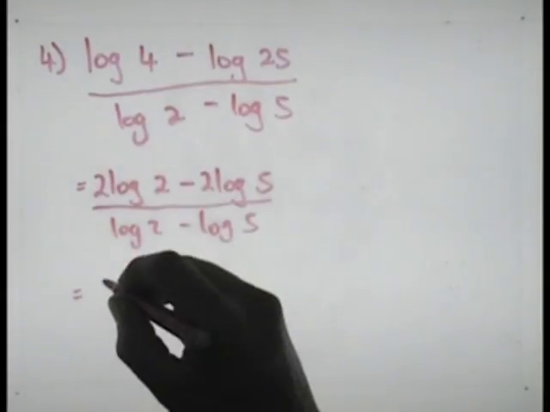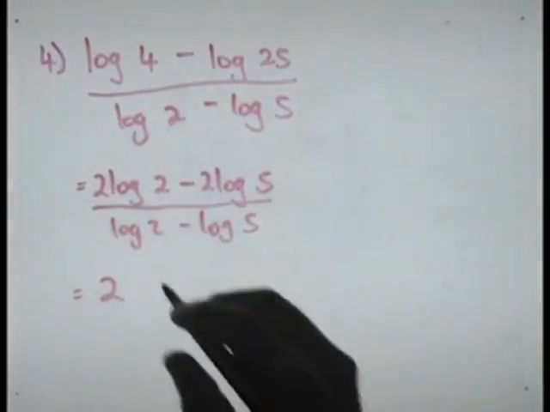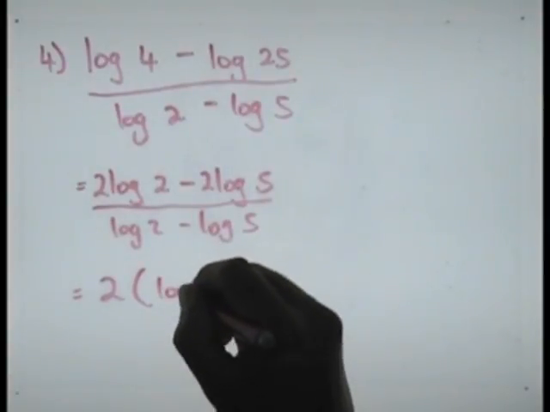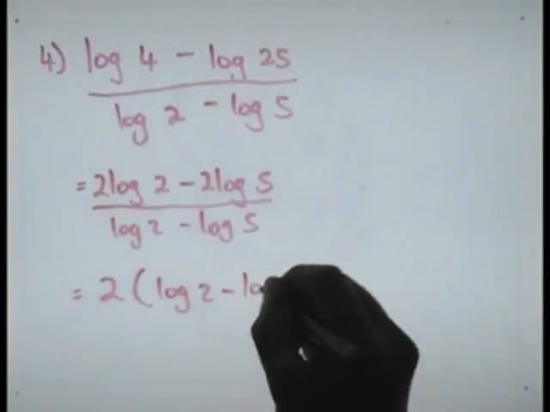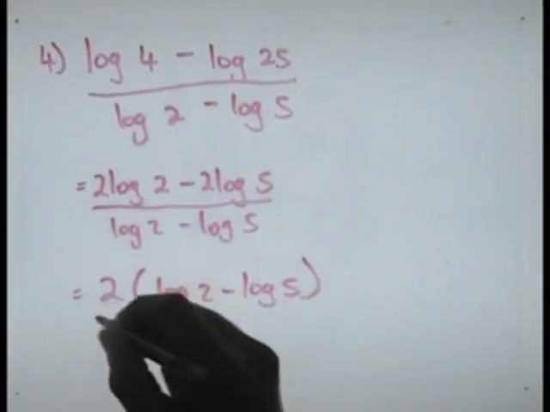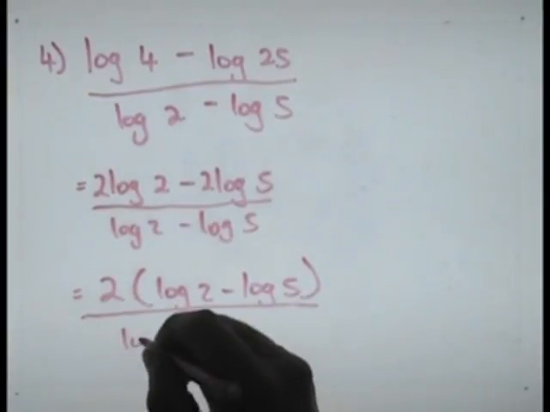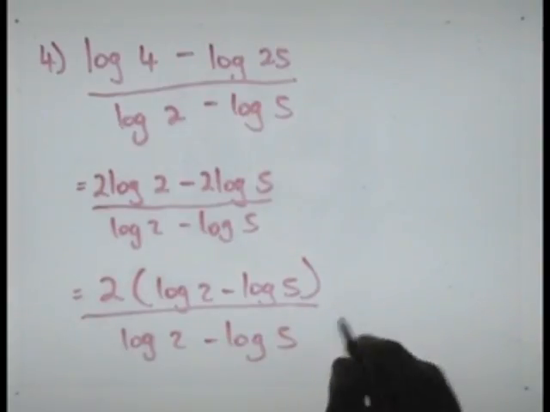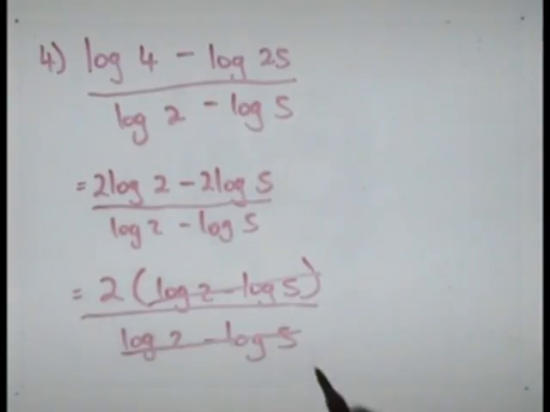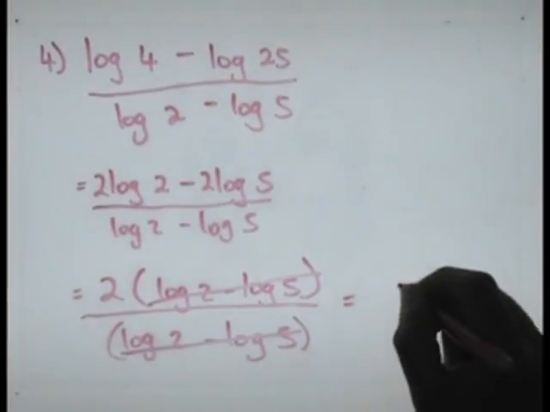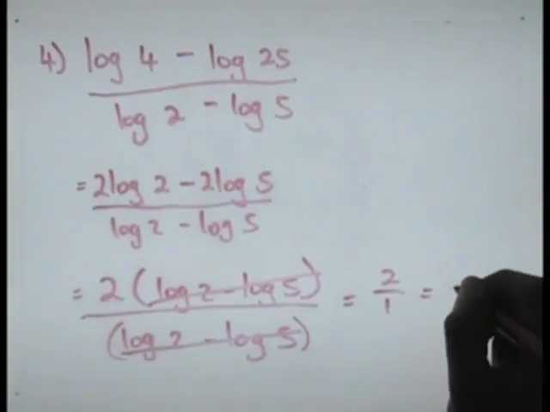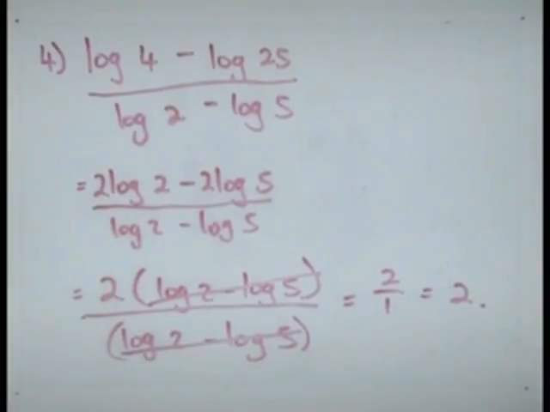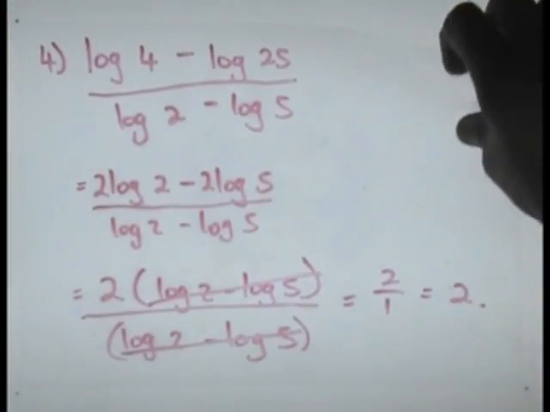From the top, I'm going to take out a common factor of 2 to give me log 2 minus log 5 divided by log 2 minus log 5. That cancels out with that because there's nothing else in the denominator, which gives me an answer of 2 over 1, which is equal to 2. That was a beautiful one. Number 5.